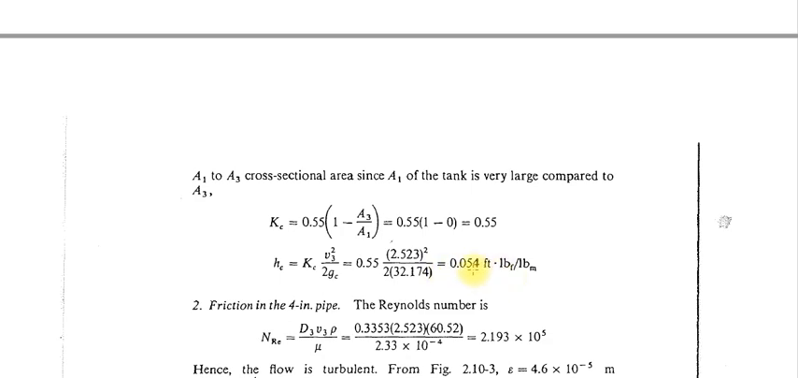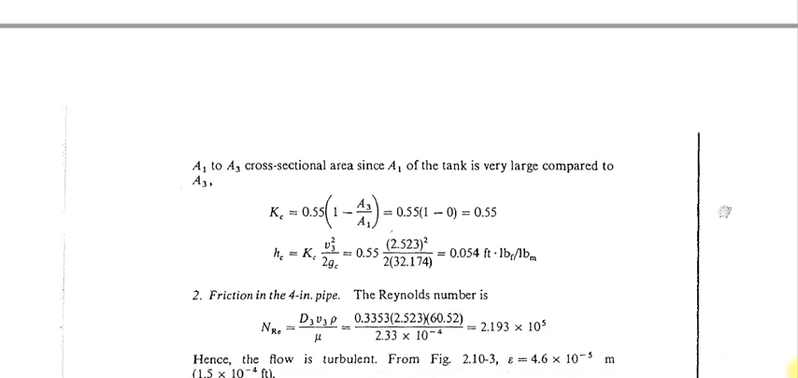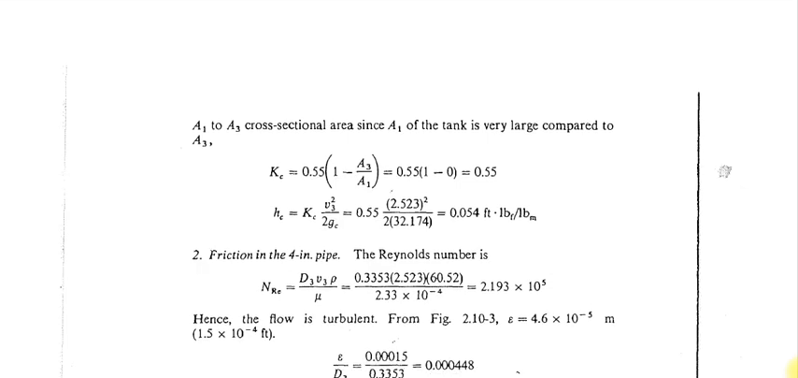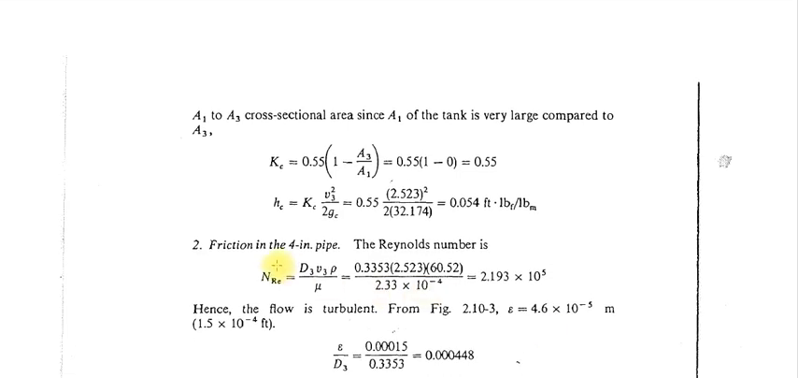Then second, you have to calculate the friction loss when the fluid flows in the 4-inch pipe. For that you have to calculate the Reynolds number. Reynolds number equals d V rho by mu, because it is a circular pipe. The Reynolds number will come to 2.13193 multiplied by 10 to the power 5. You can see that this is in the turbulent zone, because it is more than 4000.